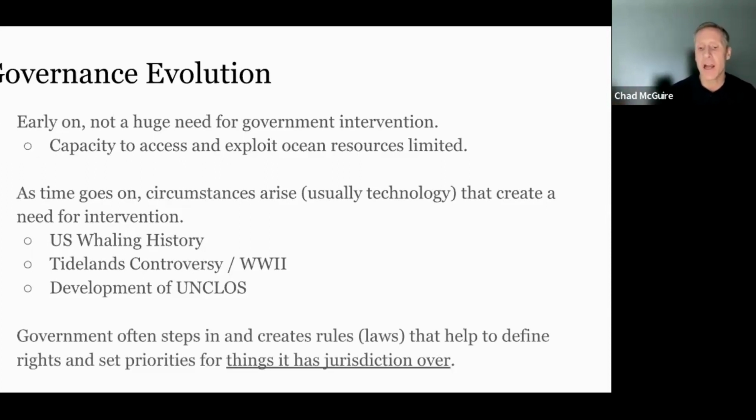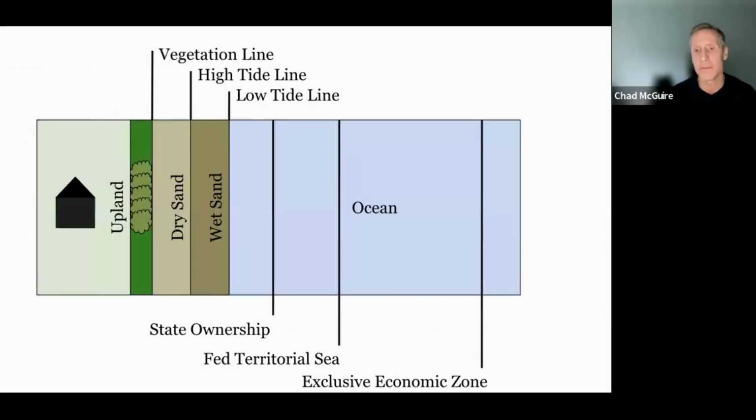And then you have government, in terms of governance evolution. Government often steps in and creates these rules or laws that help to define rights and sets of priorities for things it has jurisdiction over. So the idea is that you can claim jurisdiction if you want to, and technology is usually the basis upon which you either want to do something more in the water, and also why you want to prevent others from doing more in what you consider your waters. But ultimately it's up to government, and that's the national government, making decisions usually, but also the international community. And that's where UNCLOS comes in as an international agreement.